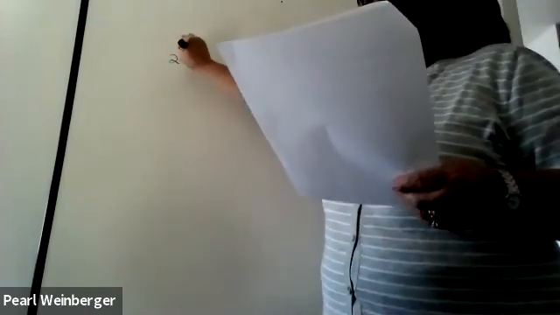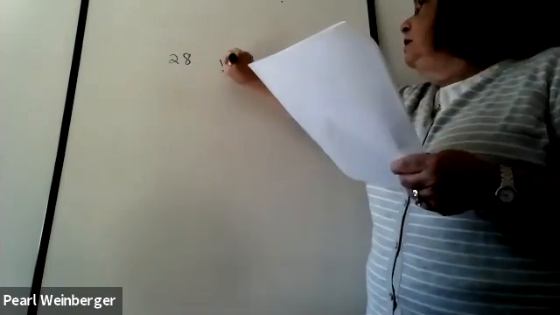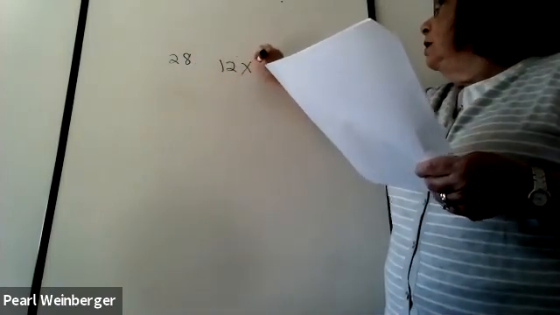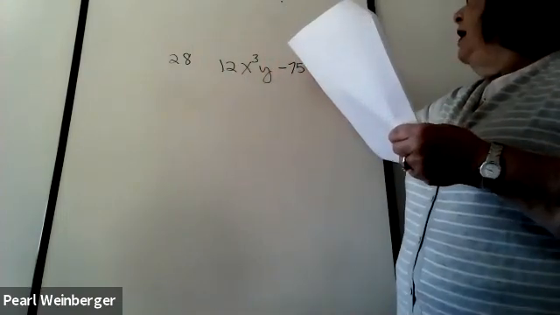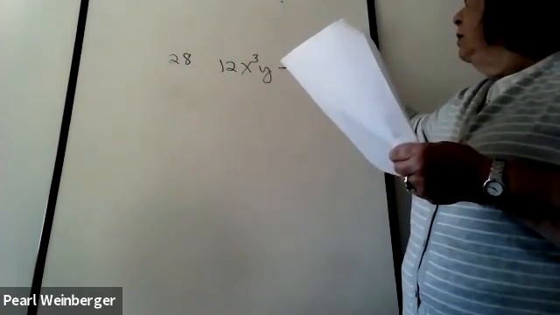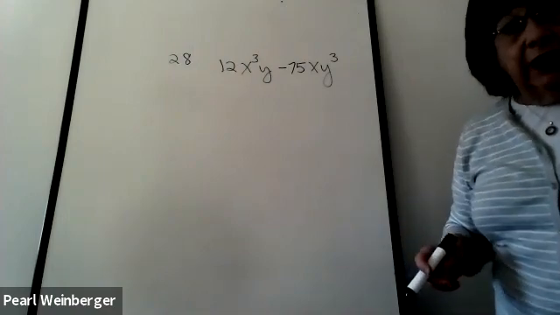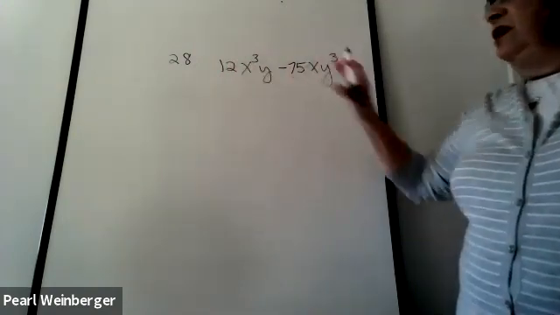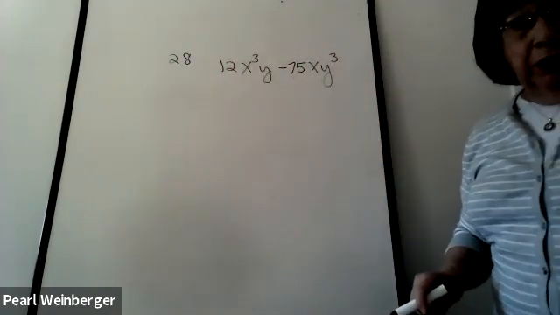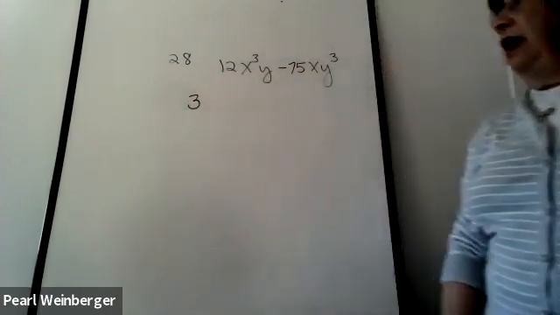We have number 28, which is 12x to the third y minus 75xy to the third. And again, what we want to do is see if we have a common factor. Now, if I look at 12 and 75, there is a number that goes into both 12 and 75. That's the number 3. So put that on the outside.